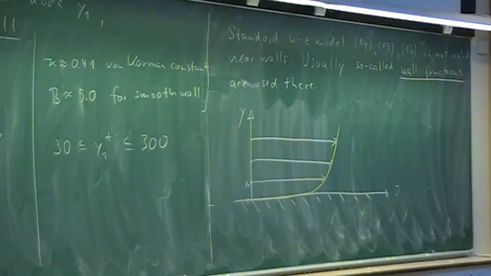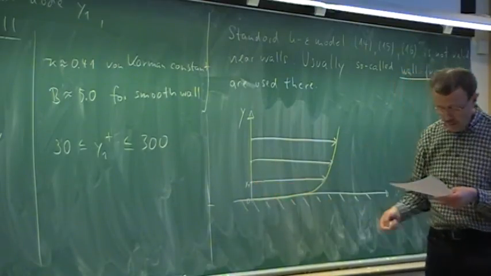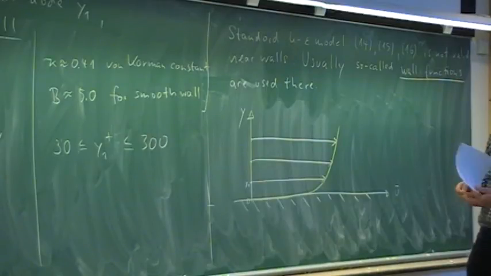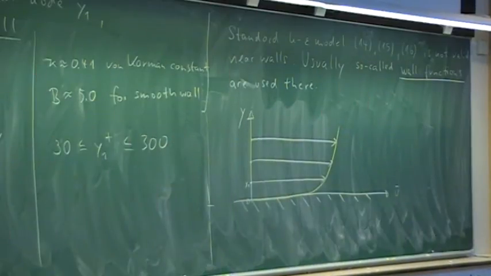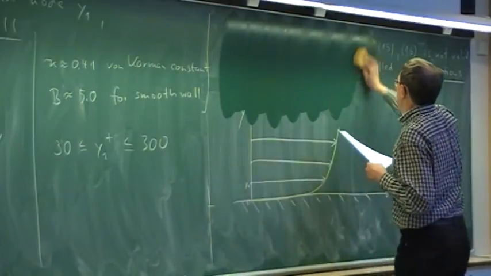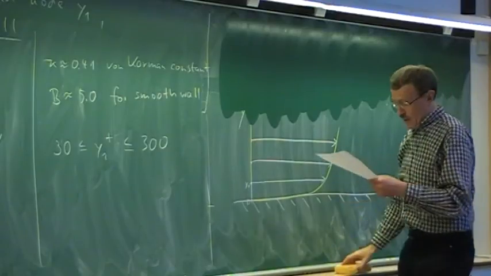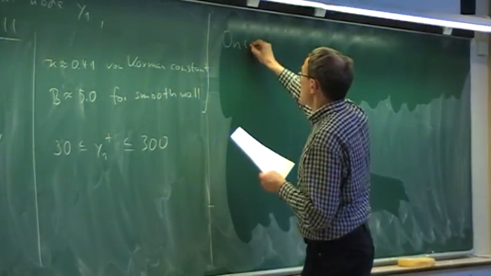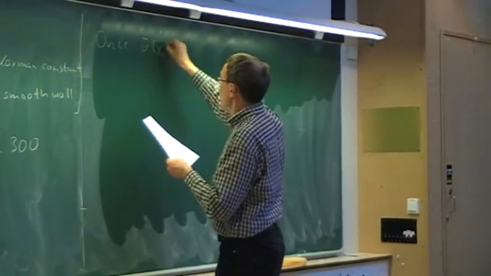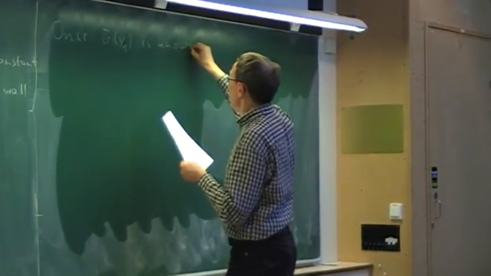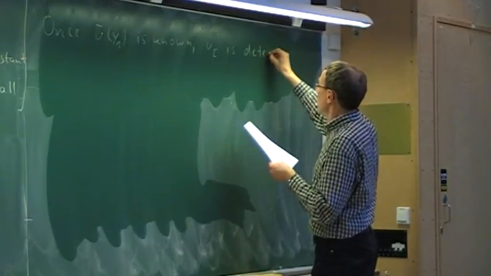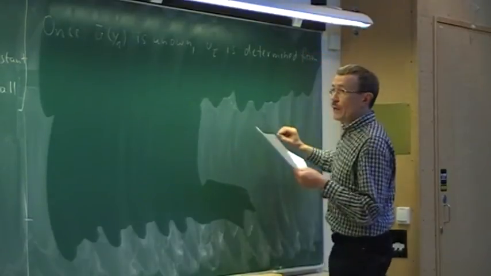So then the approach is such that once the velocity is known here, we can relate the turbulent kinetic energy and the dissipation rate at that point to the u tau. So let me write that. So once the velocity component is known at the first grid point, u tau, that is the friction velocity, is determined from the law of the wall.